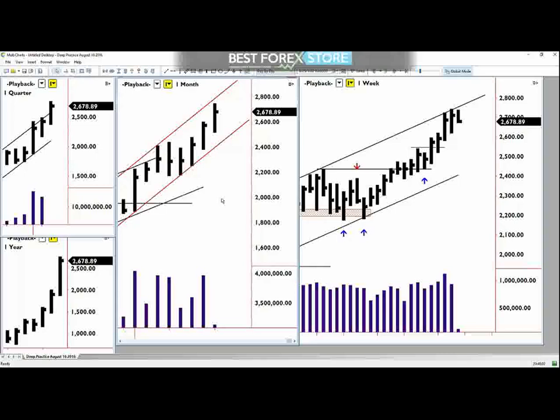Seems to be respecting this supply line, so I'd be out. Okay. Shortening of the thrust and clustering of closes, we could lighten up, but I'd hold it. It still looks very strong. Okay. Monthly and quarterly look pretty strong. I would hold. All right. Let's see what happens then.